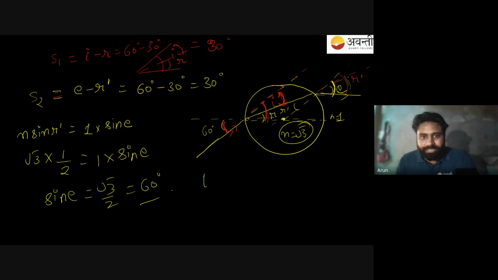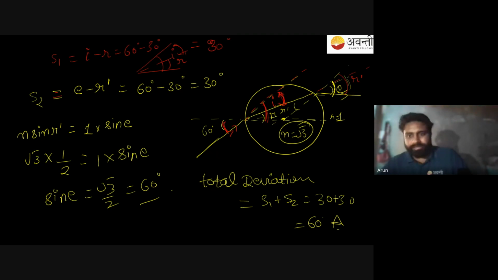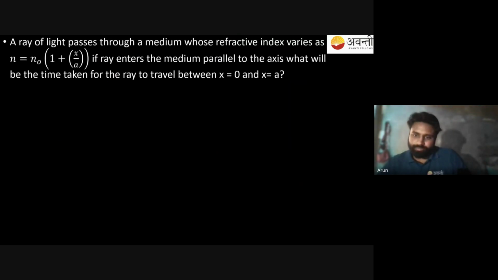So the total deviation is equal to delta 1 plus delta 2, equals 30 plus 30, equals 60. Okay, so we have got the answer of it. If anyone has any problem in this question, I will re-explain it. Just write it in the chat box to make sure.